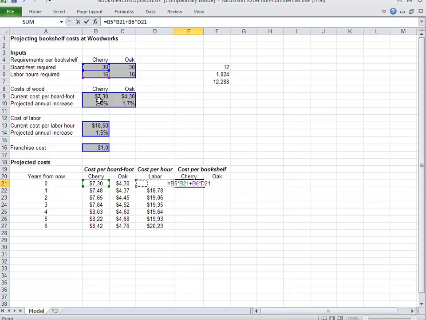Up here these two were always the number of board feet and the number of hours, but down here we took the current year's cost. So we have the correct cost for that bookshelf. Now let's add something else. We need the franchise cost as well. So let's take the $1, and at first sight it seems that our bookshelf is ready. Well, for that 0th year it is ready. It consisted of 3 parts: the material cost, the labor cost, and the franchise cost.